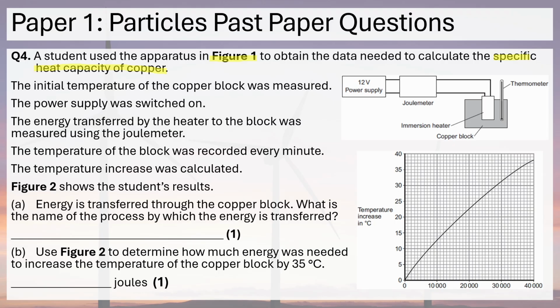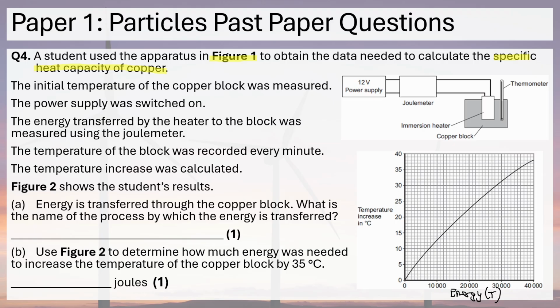So we're going to take the initial temperature, switch on the power supply, measure the energy transferred using a joule meter, measure the temperature every minute so we can get the increase, and then the graph on the right is showing the student's results. Now just one little thing I noticed on this graph hasn't come up properly is that this should say here energy in joules. So I'm just going to add that at the bottom here.